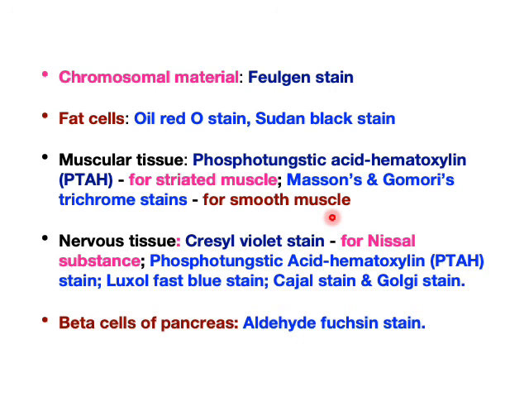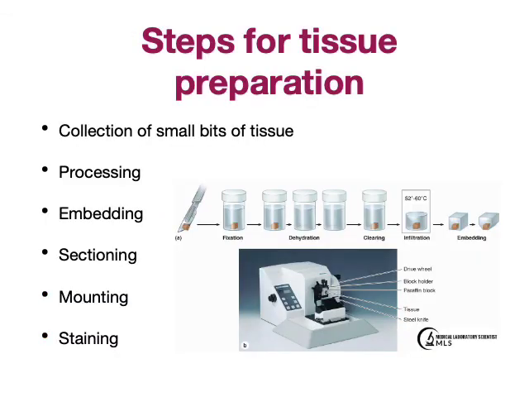And for nervous tissue, Nissl substance in the nervous tissue, cresyl violet stain is used. For the entire nervous tissue, we can use the phosphotungstic acid hematoxylin stain or Luxol fast blue stain or Cajal stain or Golgi stain. To identify the beta cells of the pancreas, aldehyde fuchsin stain is used. So these are some of the special stains used for some different cell components, which are not properly visible during the hematoxylin and eosin. These stains can be used to identify those special cell components. So what are the steps for the tissue preparation?